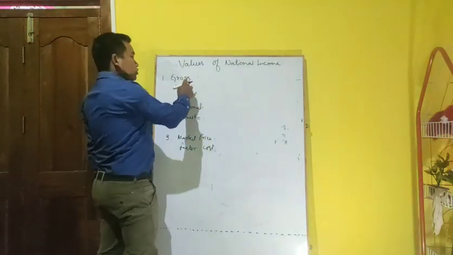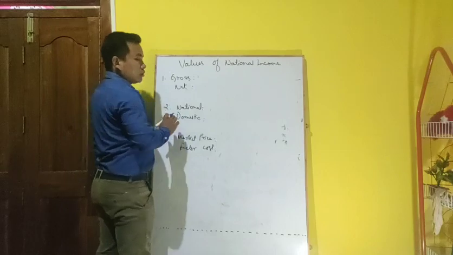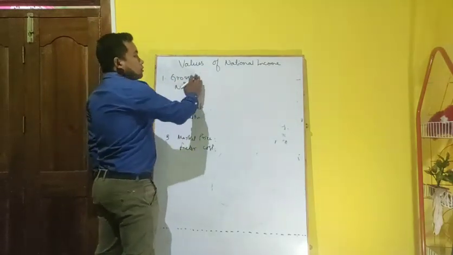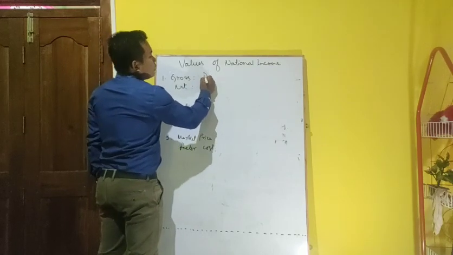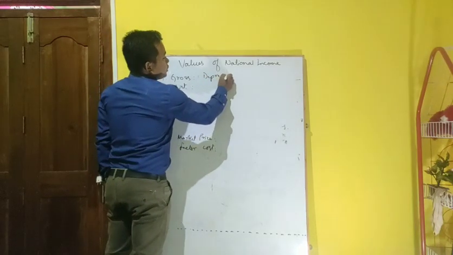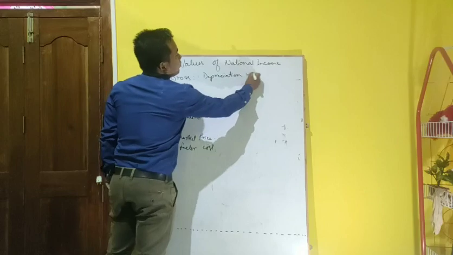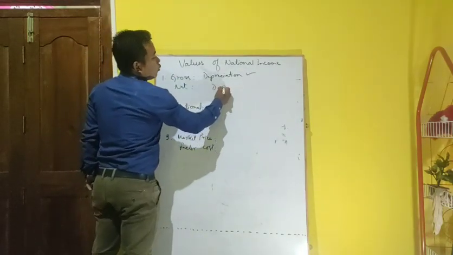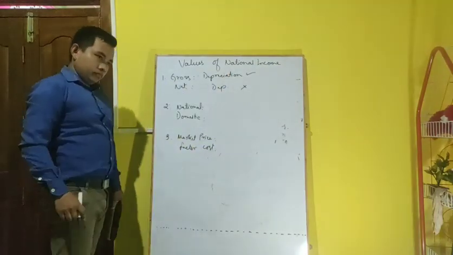So the difference between gross and net is that gross refers to the calculation of national income by including the value of depreciation. So here we include the value of depreciation. But in the calculation of net, we don't include depreciation.